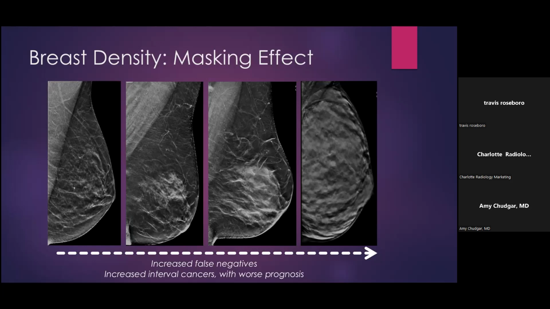This also leads to diagnosing more interval cancers. It essentially means that the cancer is not detected on the screening mammogram, and the patient will present sometime within the following year with a palpable concern or some type of symptom. And interval cancers are associated with a worse prognosis.